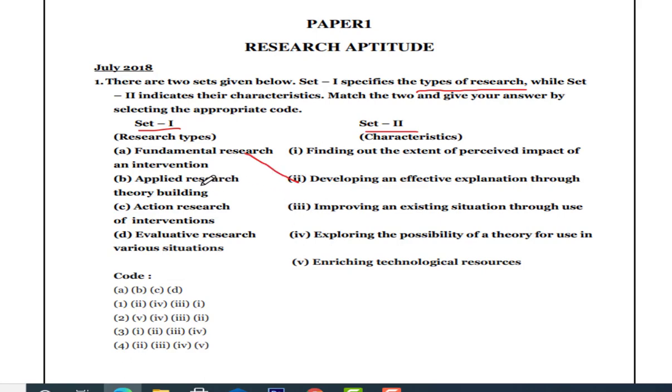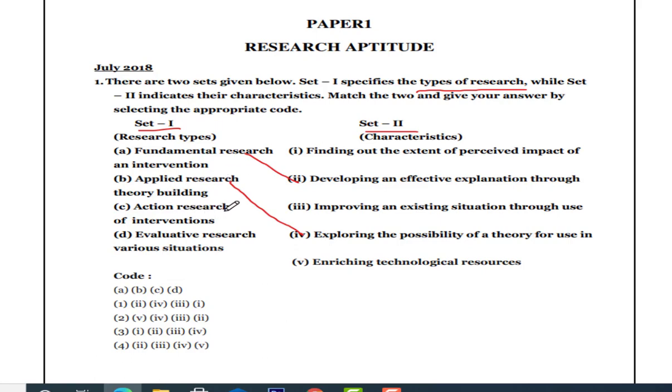The next one, applied research. Applied research means after we found some theory, we are applying it somewhere, right? That's called applied research, exploring the possibility of a theory for use in various situations, how it will work. For example, COVID medicine: first I found out some theory. Whether it works out or not, I applied it to some set of people. So that is called applied research.